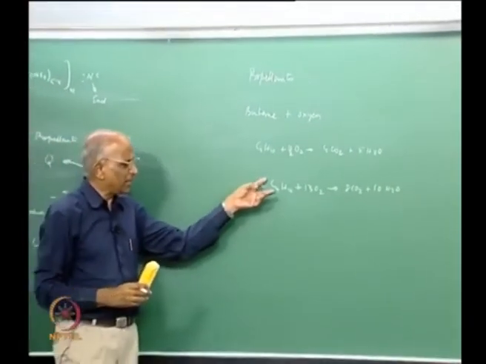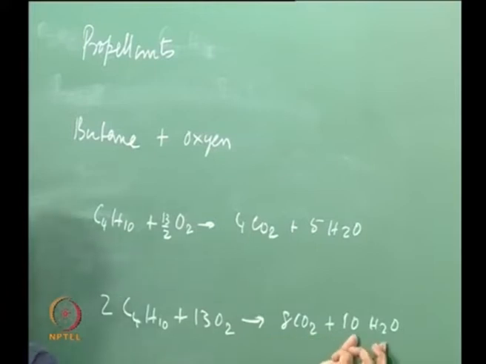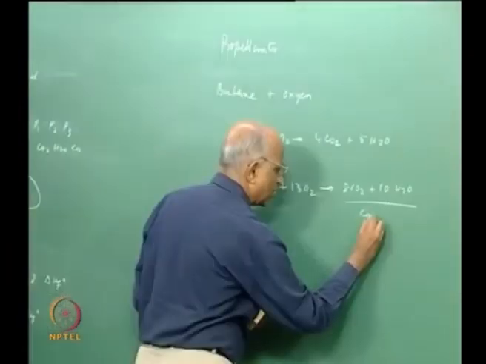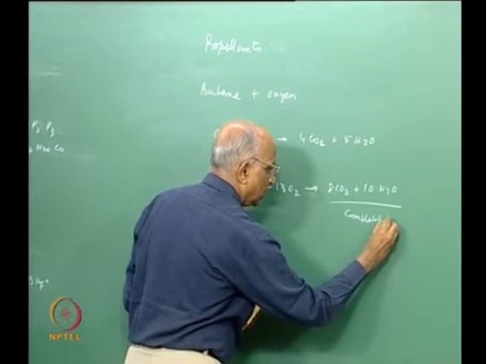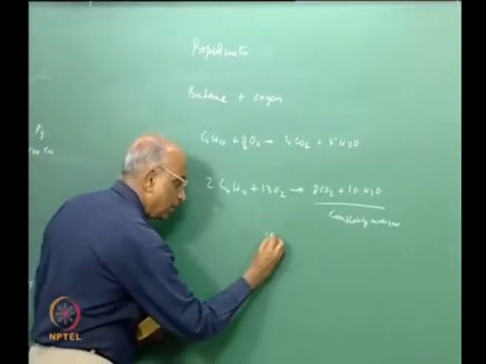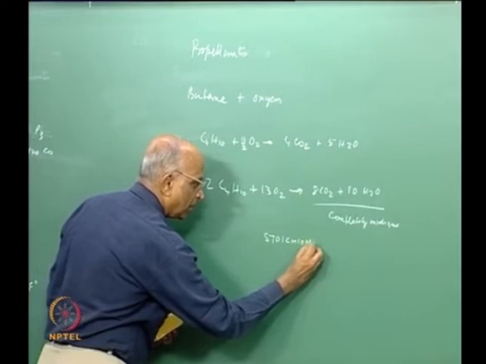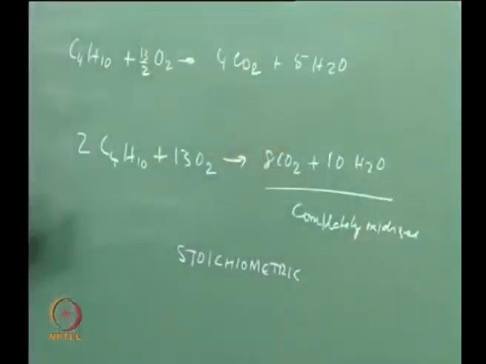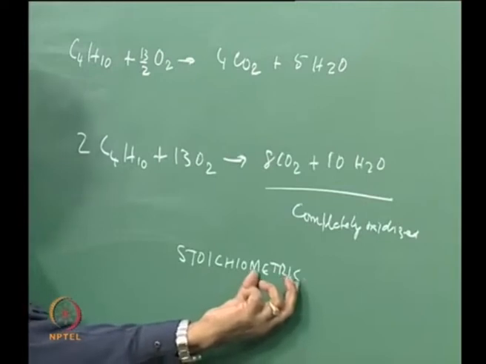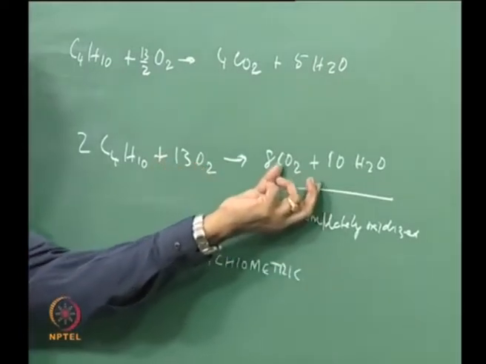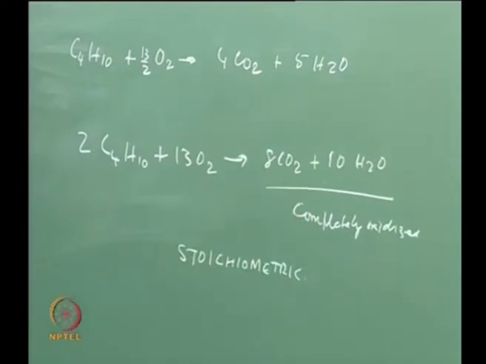What is this reaction? In this reaction, we form completely oxidized products of combustion. I cannot oxidize water more than water. I cannot oxidize carbon dioxide further than this. Therefore, these are all completely oxidized products. And when we form a reaction in which the products are completely oxidized, we call the reaction stoichiometric. What do you mean by stoichiometric reaction? Stoichio means element, metric means proportion in Greek, and therefore we are talking about the proportion of the fuel and oxidizer such that we form completely oxidized products of combustion. This is what we mean by a stoichiometric reaction.